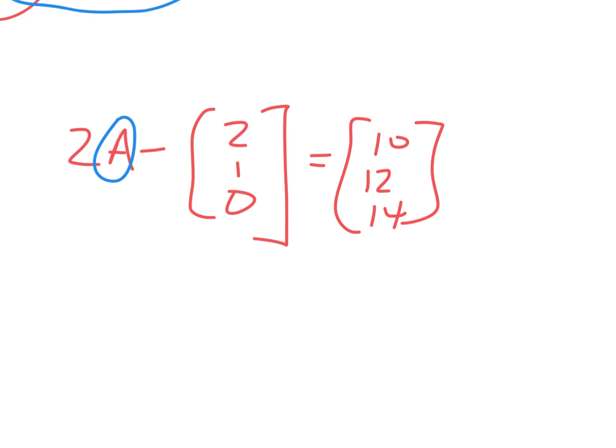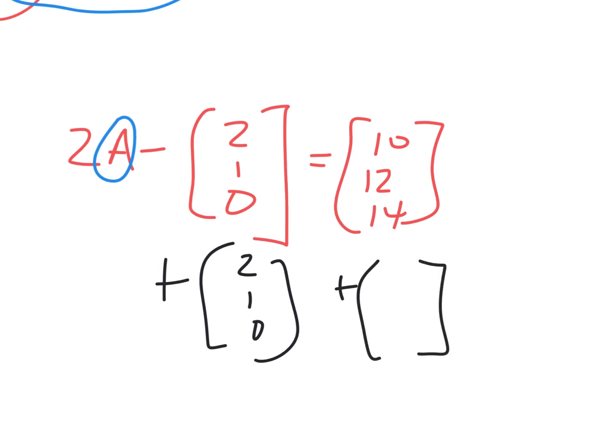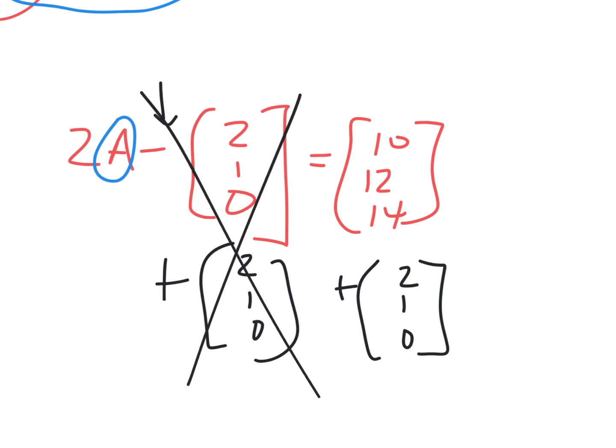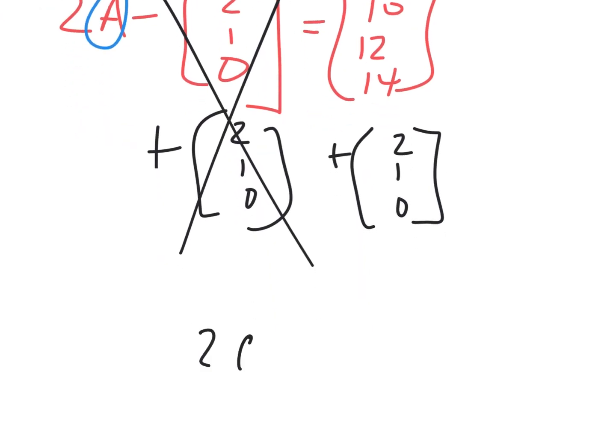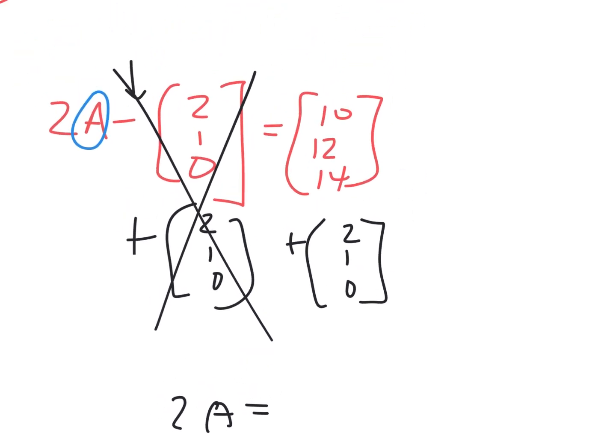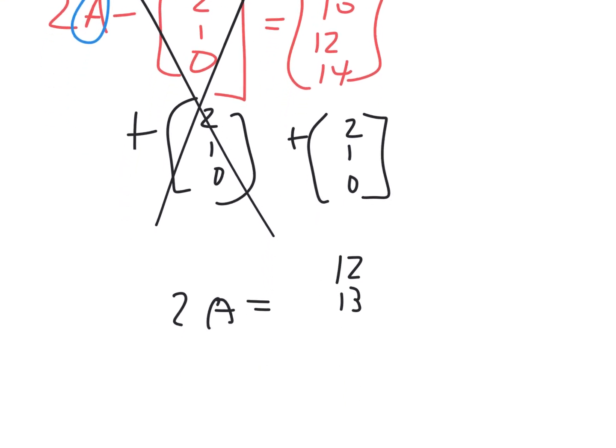All right, so here we go. I would have started by adding this matrix 2, 1, 0 to both sides. You do the opposite, right? And this one's a negative matrix, so we add it. And that'll cancel each other out. And so then this is 2A equals, 10 plus 2 is the 12, 13, 14.